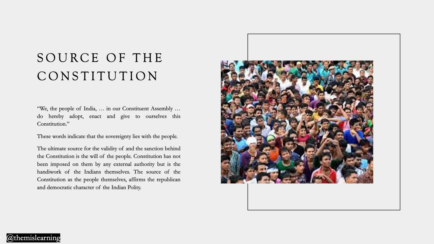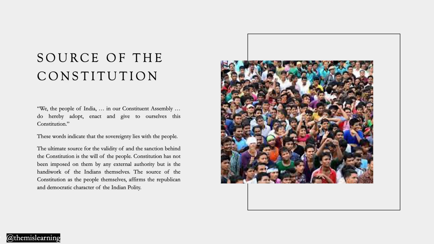Now, the first thing that the preamble talks about is the source of the Constitution. The claim that the people of India have given to themselves this Constitution is in line with several other constitutions like USA and Ireland. If we look at the text of the preamble, it clearly states, "We, the people of India, in our Constituent Assembly, do hereby adopt, enact, and give to ourselves this Constitution."